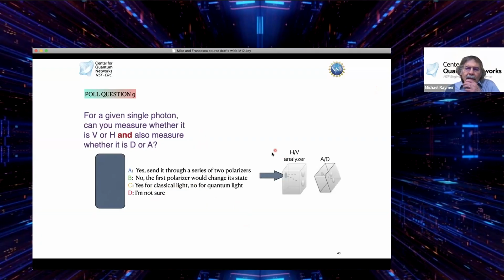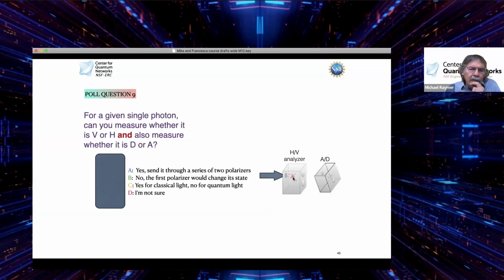Now, the fact is that if you have a single photon, you could put it through an HV analyzer first, or you could put it through an AD analyzer first. And then that means you're forcing it to decide if it's H or V, or if you instead put it through an AD crystal, you're forcing it to decide if it's A or D.